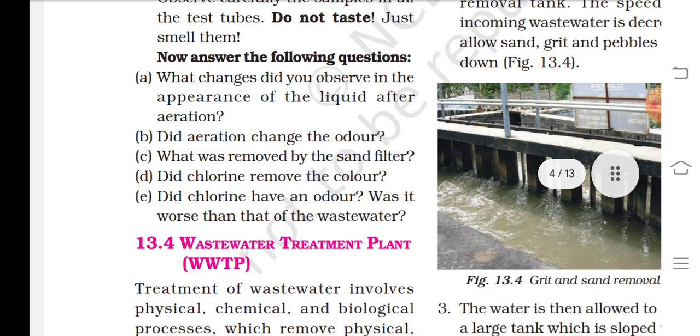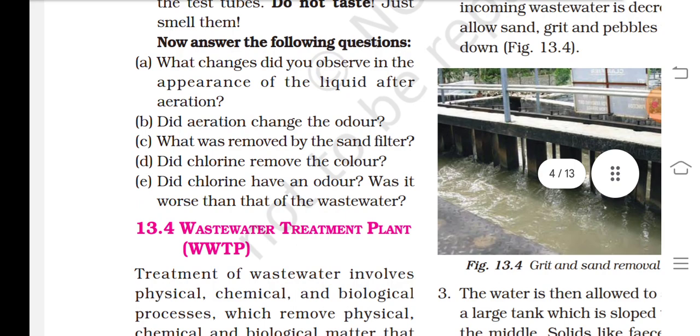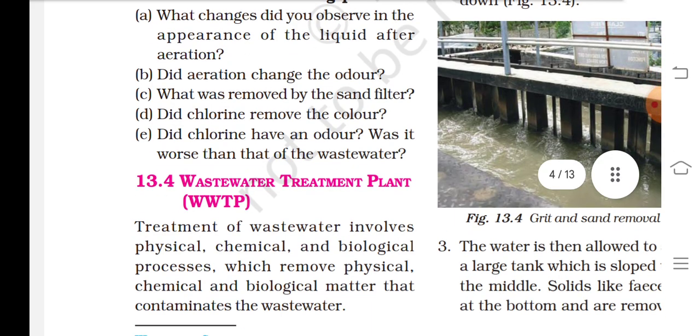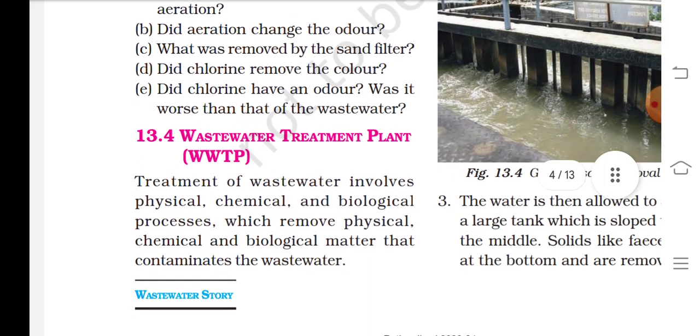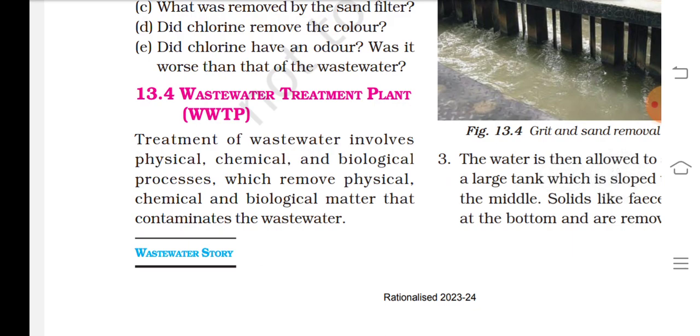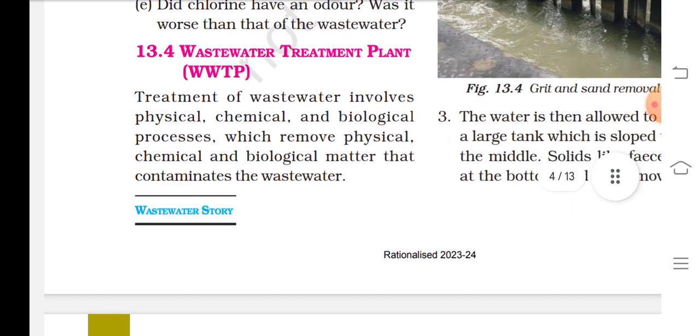Now answer the following questions. What change did you observe in the appearance of the liquid after aeration? Did aeration change the odor? What was removed by the sand filter? Did chlorine remove the color? Did chlorine have an odor? Was it worse than that of the wastewater?